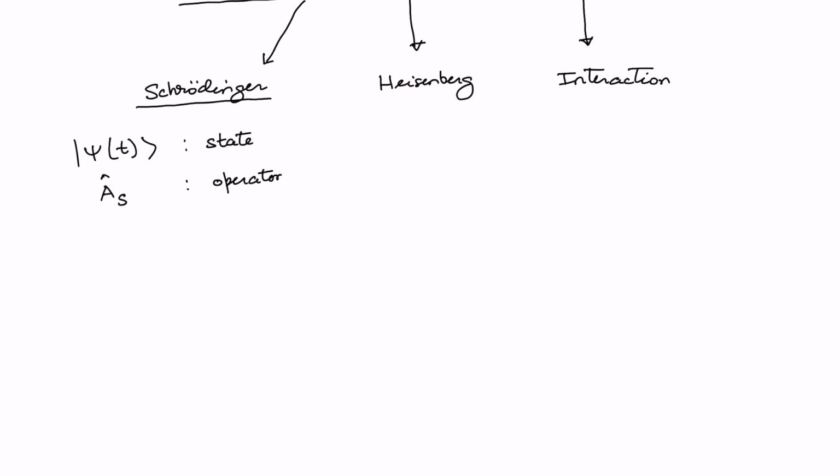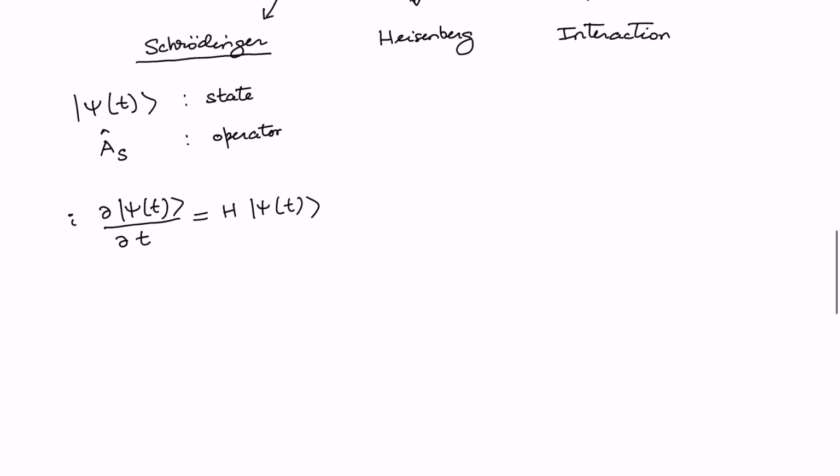In the Schrodinger picture or representation, the state vector evolves with time according to this equation, which is basically nothing but the Schrodinger equation, which all of you are aware of. And this equation can be written, if we solve it, we can get a simple solution.